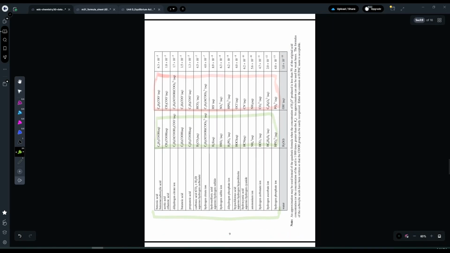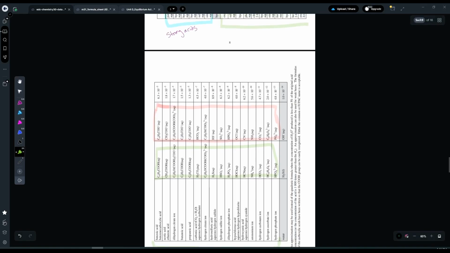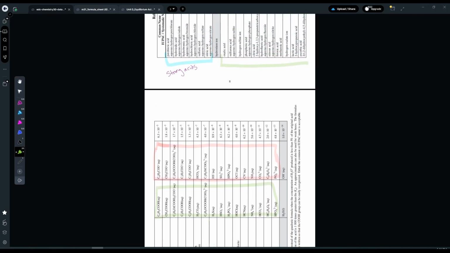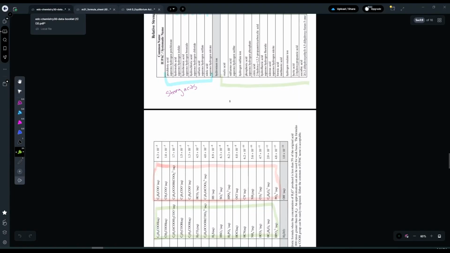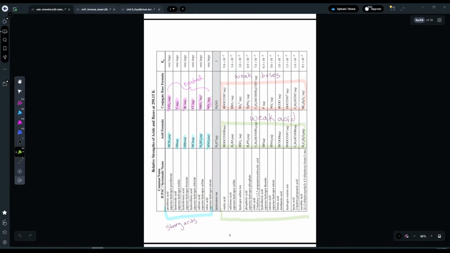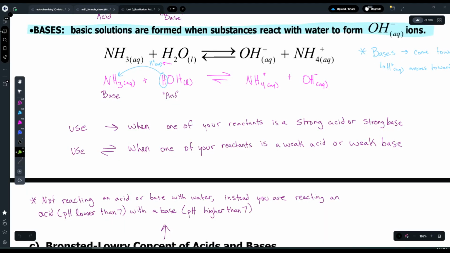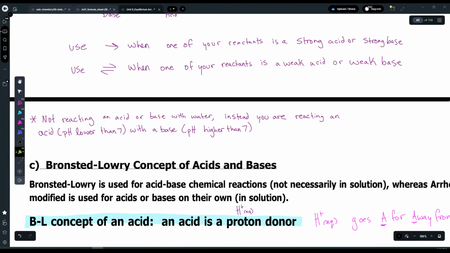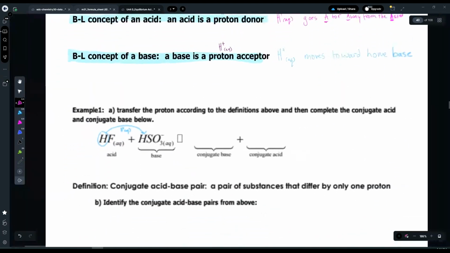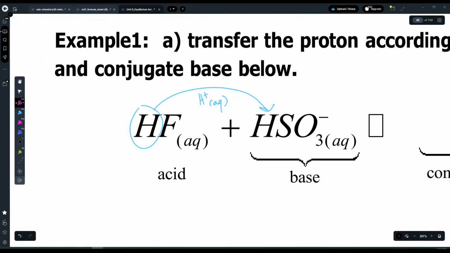Okay, so in between the 2 gray lines, that's where you're going to find your weak acids or your weak bases. It just depends on which column you're looking at there. Okay. So just to go back to that, you're going to find your weak acids in the acid formula column, and you're going to find your weak bases in the conjugate base formula column. Okay. So now that we know which arrow to use, we're going to look at this.